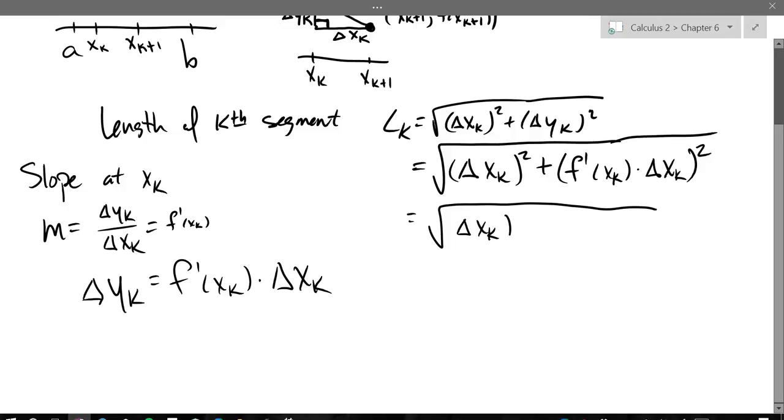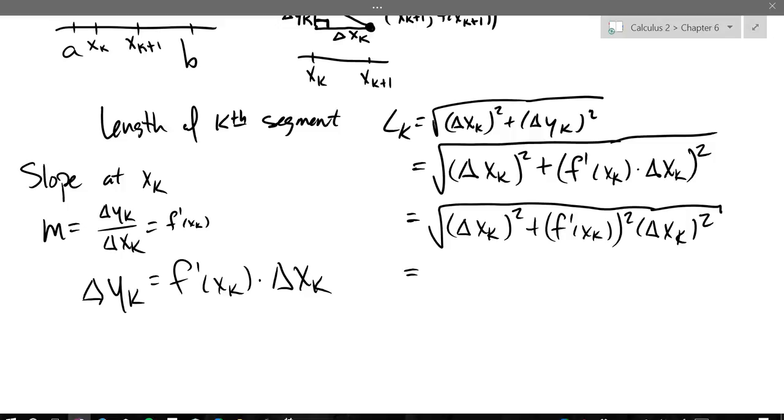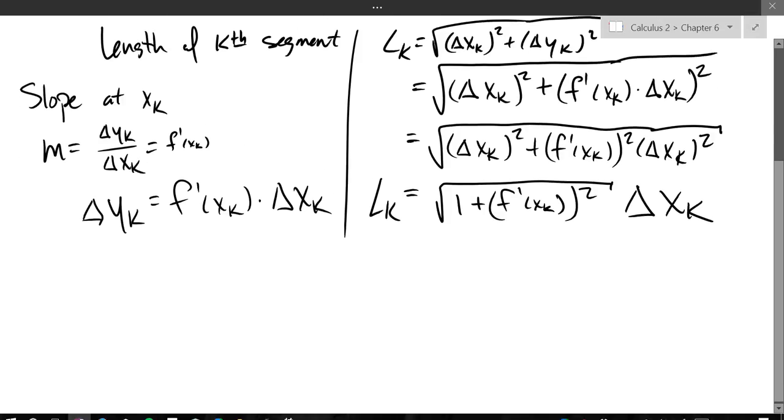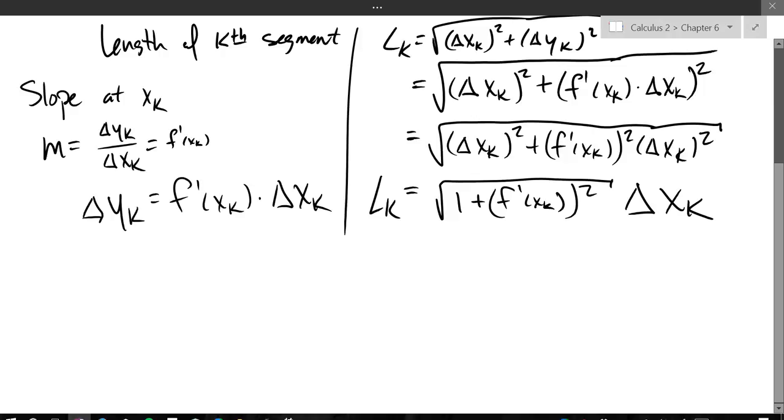So distributing that square to the product right here, we get delta xk squared plus f prime xk squared delta xk squared. What algebra can I do to this? Factor out delta xk squared. And the good news is it can go all the way outside as regular delta xk. So we're going to do that all at the same time. We're going to get the square root of 1 plus f prime xk squared, and then outside the square root, delta xk. So that is the formula we're going to use for lk, the length of the kth segment.